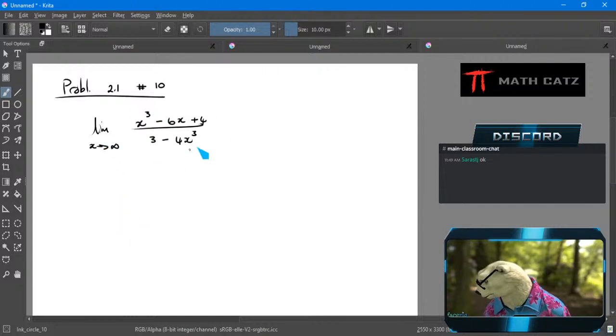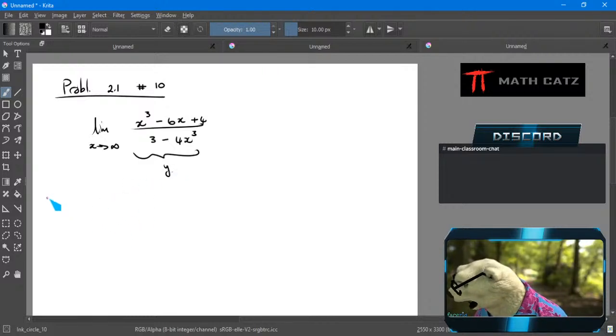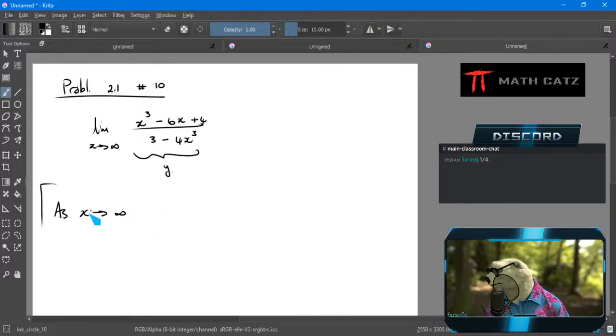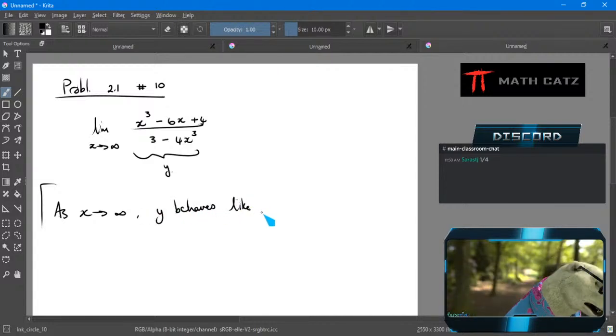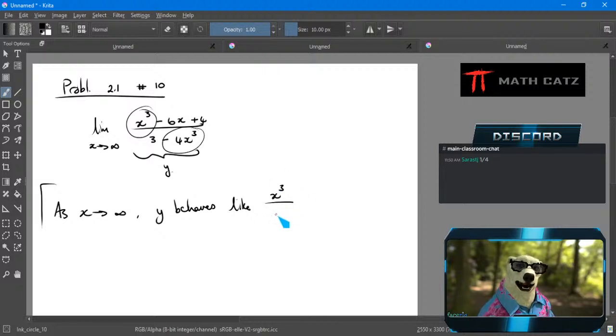This is my function, and it's asking: the behavior of this function as x grows in size is what? Let's call this y, just for convenience. I can write my wordy sentence and say, as x gets bigger in size, y behaves like, well, that depends on what kind of function it is, right? Because it's a rational function, I look at the ratio of leading terms. The top polynomial is dominated by its leading term, x cubed, because x is really big. The bottom polynomial, its leading term, it happens to be second, that doesn't matter, behaves like that.